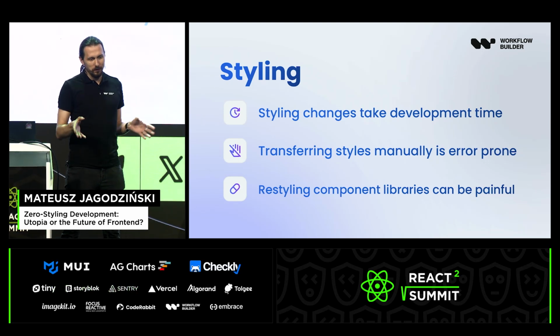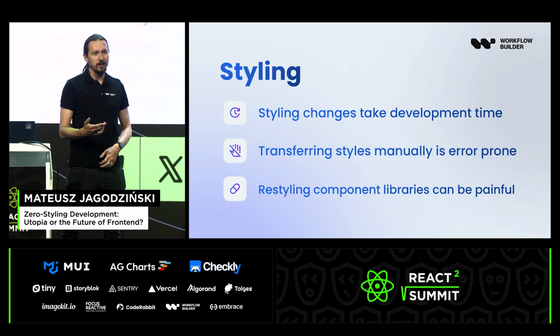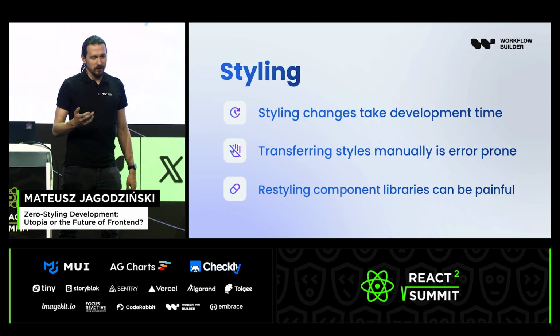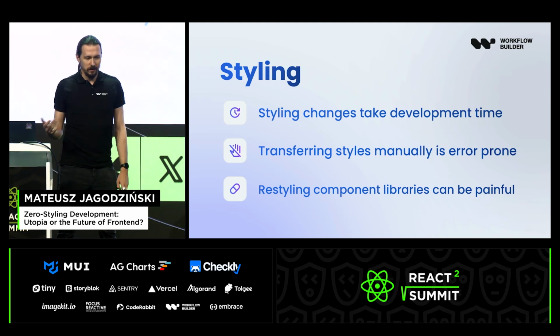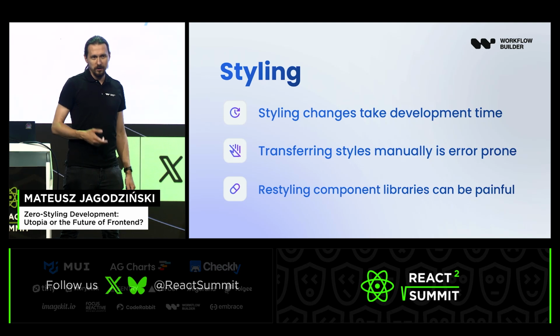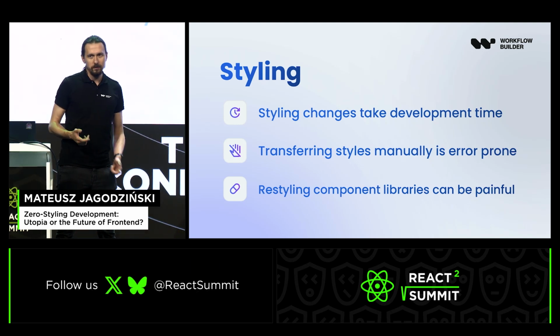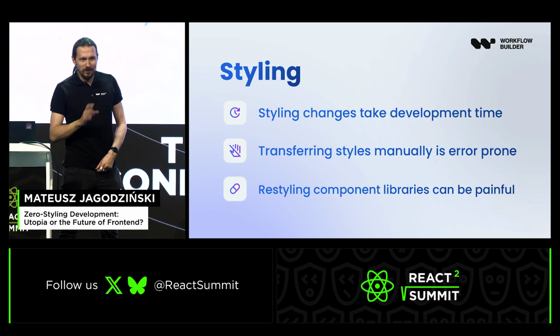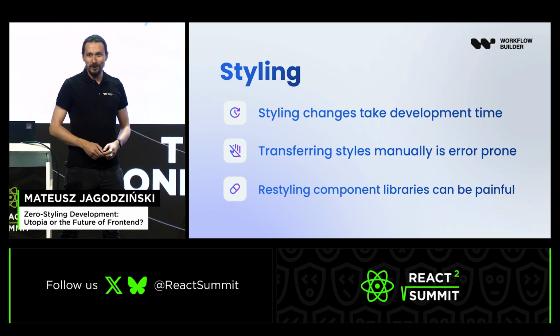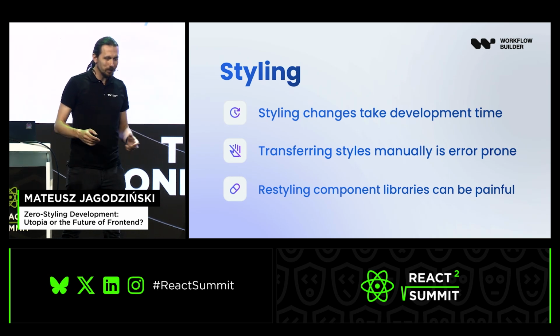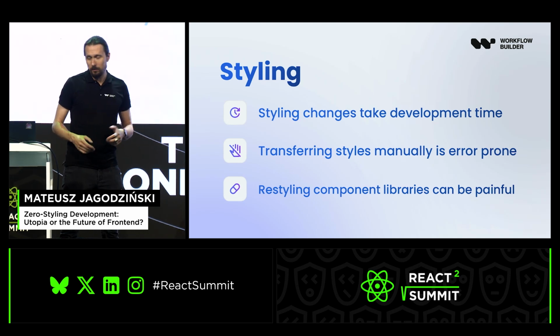Designers prepare the beautiful designs, but even if they don't apply to logic changes, just styling changes, that still can take a lot of development time. Transferring those styles manually is error-prone, so we often can make mistakes, do this border radius slightly differently, and then designers are angry at us. And of course, restyling some component libraries can be painful if they're not adapted to this properly.